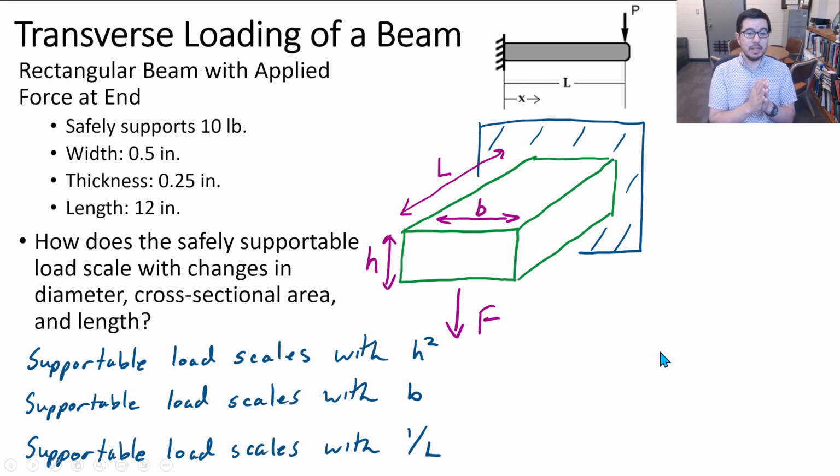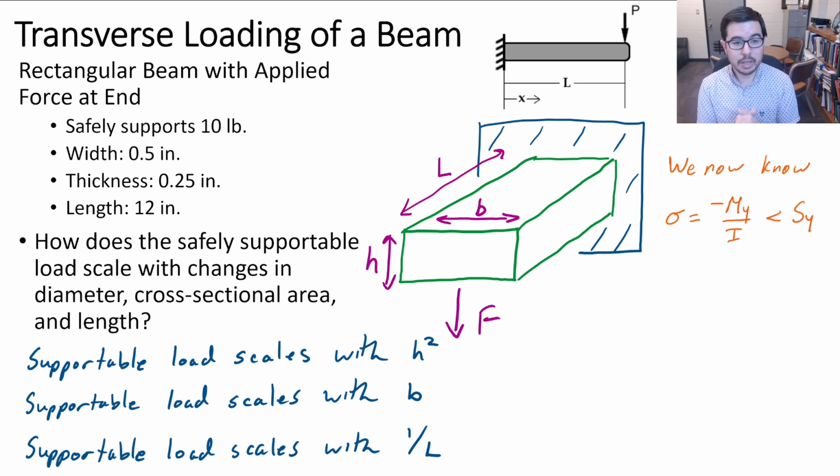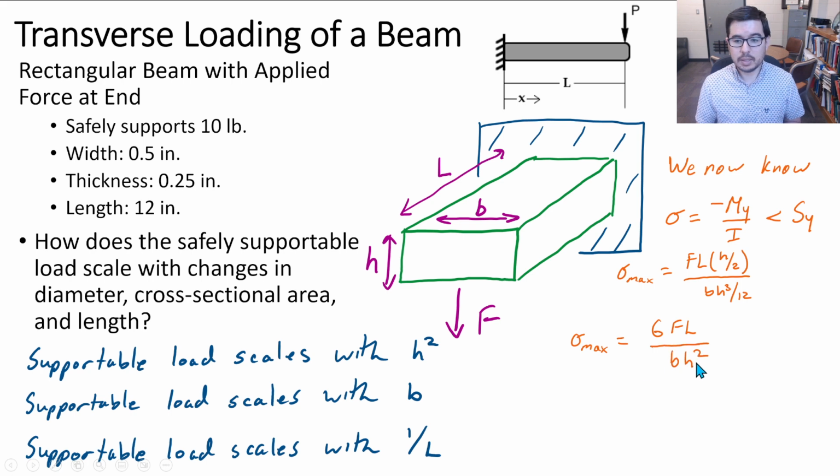We also discussed in the first session the transverse loading of a beam. And we said a few things. We said the supportable load will scale with h squared. The supportable load will scale with b. And the supportable load will scale with 1 over L. Okay. What do we know? Well, we now know that sigma is equal to negative My over I. And in this case, we're looking at maximum bending moment at the wall, which would be equal to FL, right? That's the M. The y is going to be the h over 2, and the I is the bh cubed over 12. So we can rewrite sigma max as this quantity, FL times h over 2, over bh cubed over 12, which comes out to being that 6FL over bh squared is the maximum bending stress that we expect.